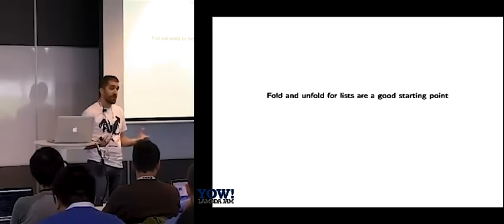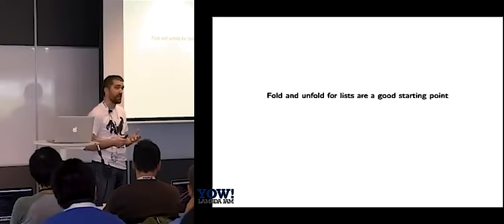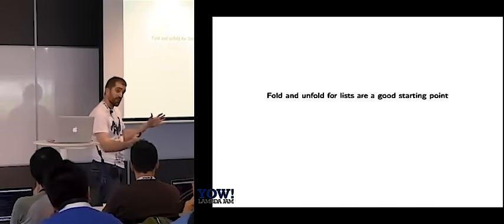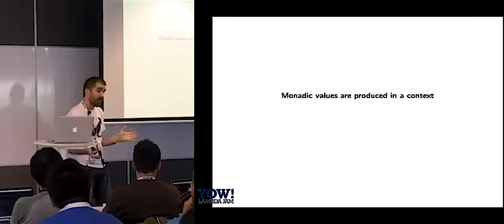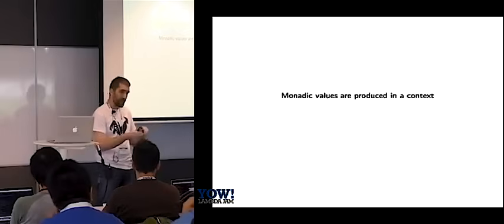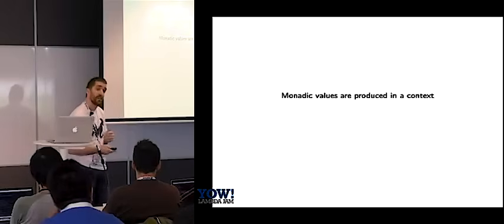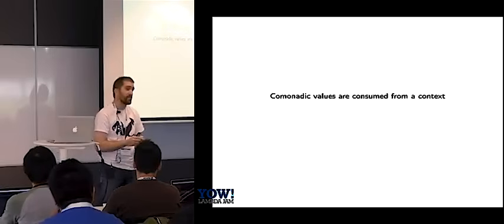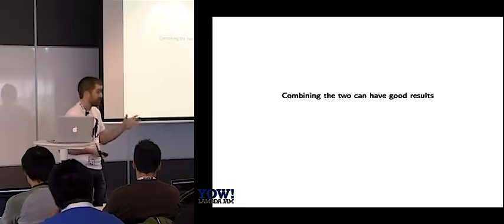So when talking about monads and comonads and how they work together, a good starting point is to think about folding and unfolding of lists. You fold the list down to a value, you unfold starting at a seed value, and you build up. So a monad is, you build up from pure values to some computational context. It's like an unfold. Whereas a comonad, you have some environment, and you're bringing it down to a pure value. And combining the two can have good results.